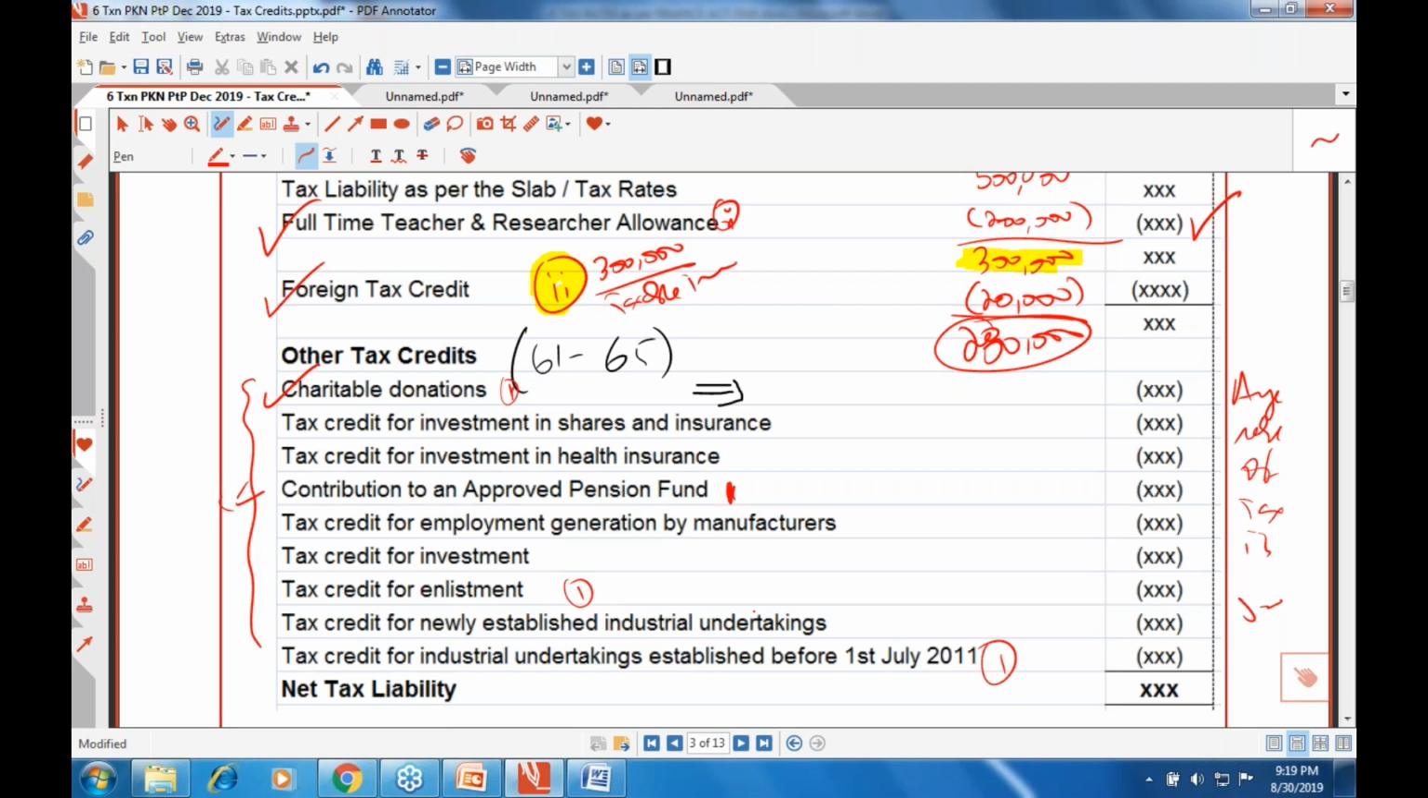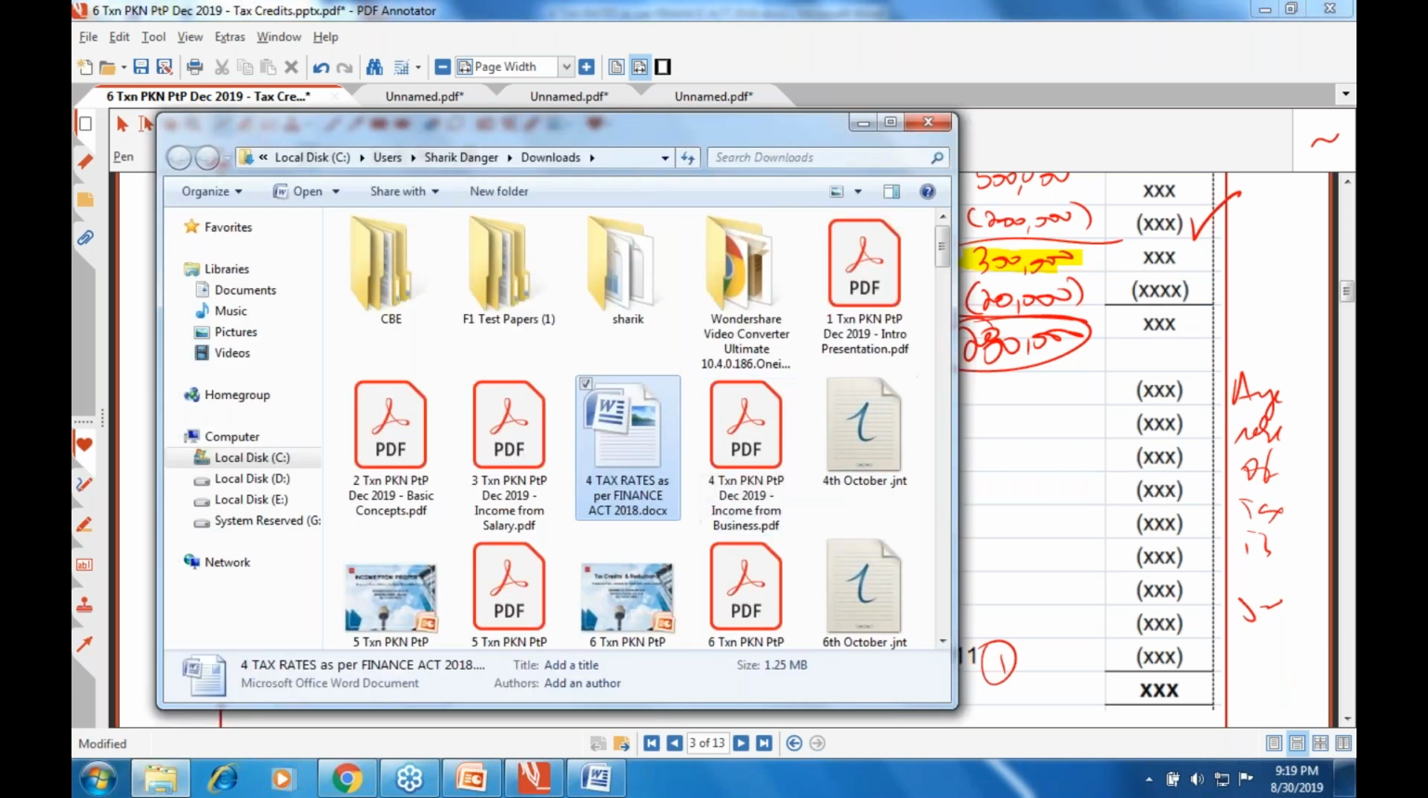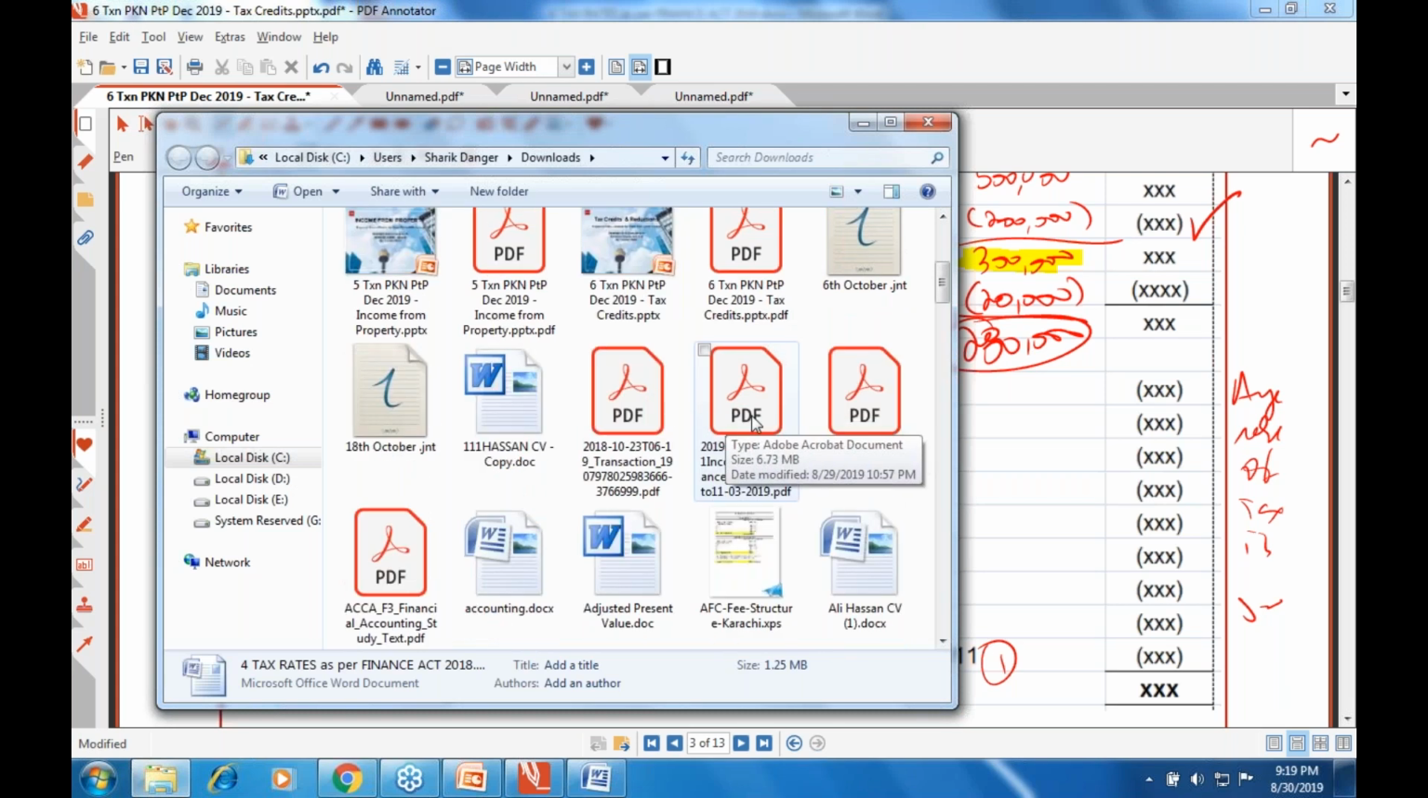Now, there are one or two more of the tax credits which I'm actually going to discuss, so that we could finalize whatever the tax credits are there, so we are able to finalize all of them.